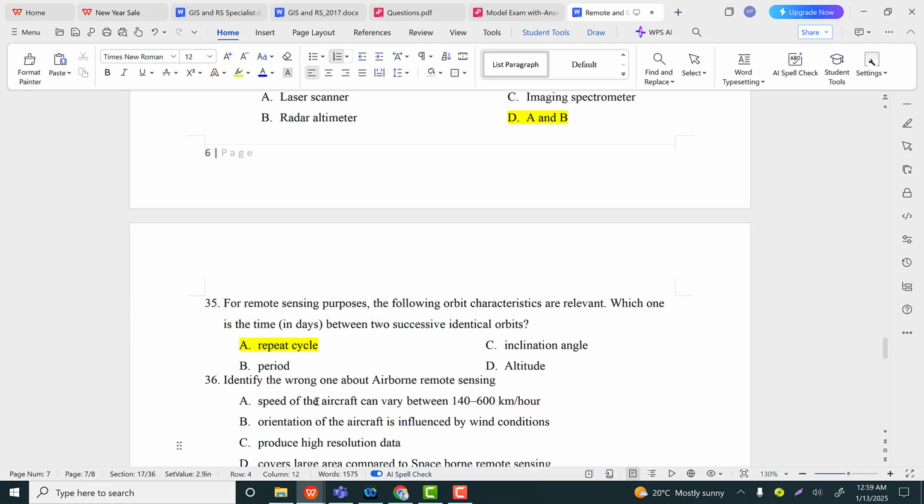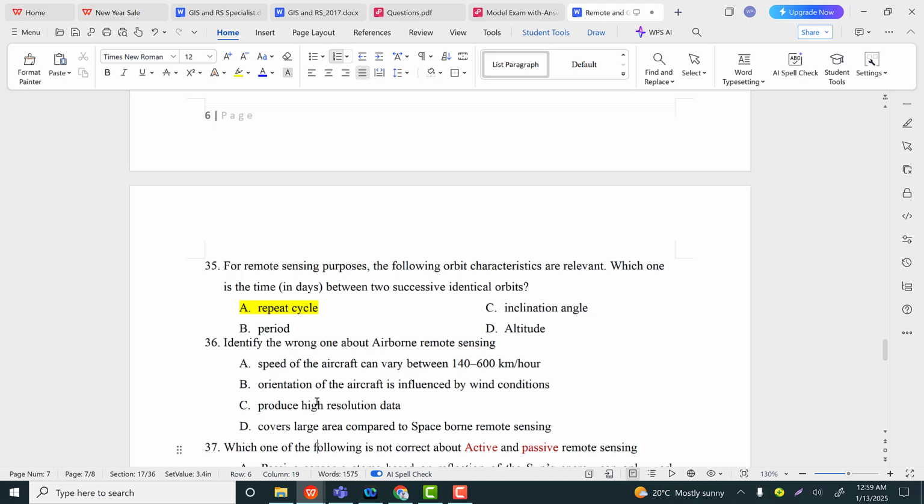Question number 36. Identify the wrong one about airborne remote sensing. A. The speed of the aircraft can vary between 140 to 600 km per hour. B. Orientation of the aircraft is influenced by wind conditions. C. Produces high resolution data. D. Covers a large area compared to spaceborne remote sensing. So the answer is D.